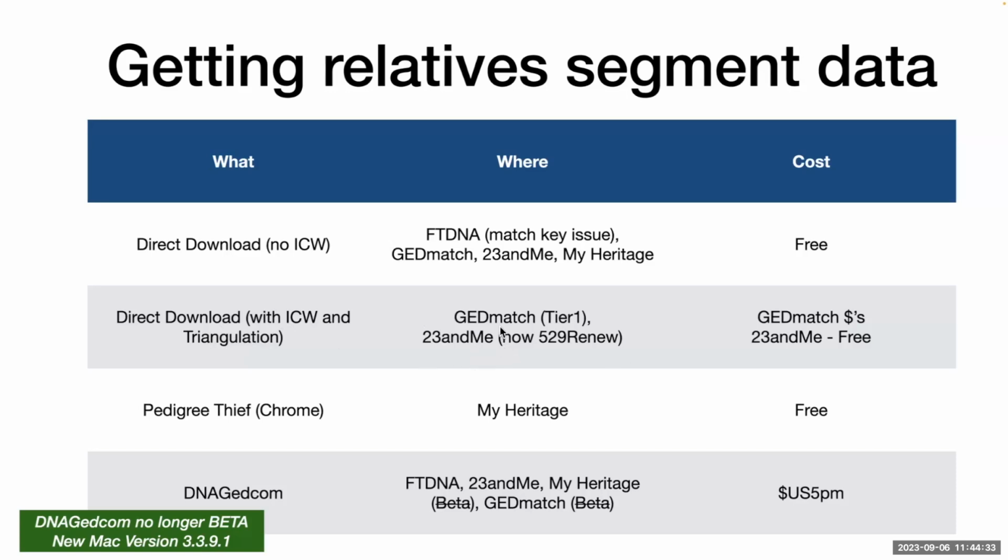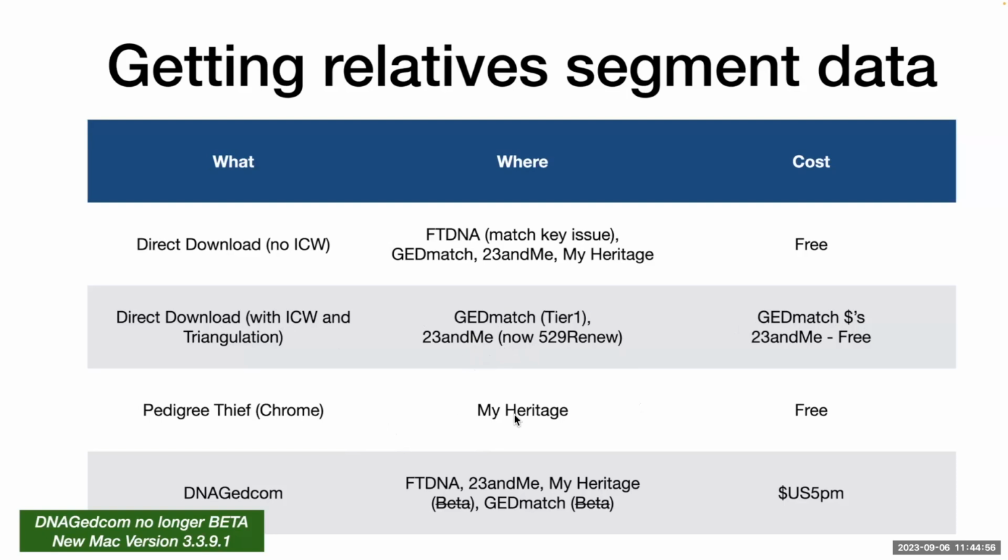So I'd recommend trying to get your data through these sources. GEDmatch Tier 1, as we know, costs money, but you can subscribe for a month at a time. So have a month, download all your data, spend a few months playing with it, and then just do one-on-ones or use the free tool in the meantime.